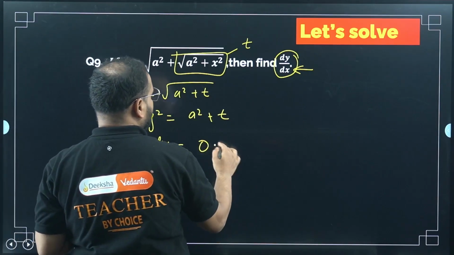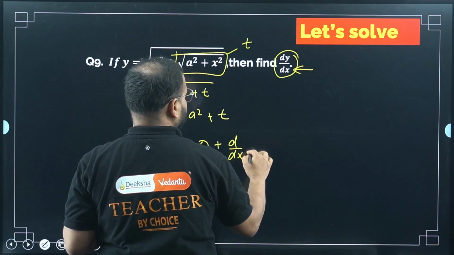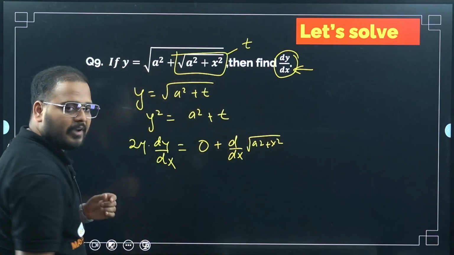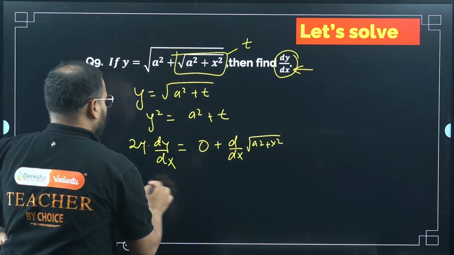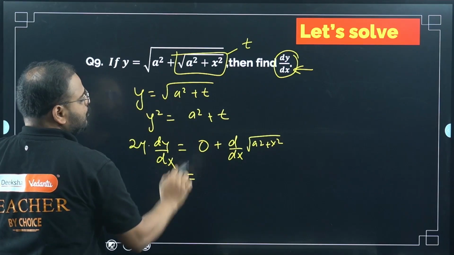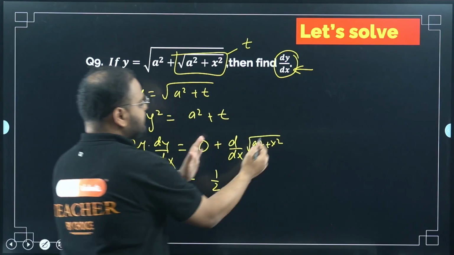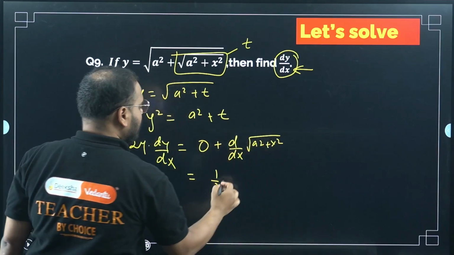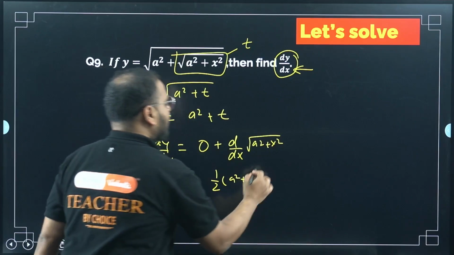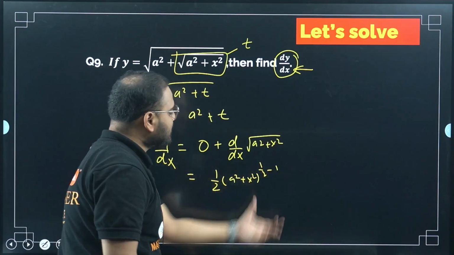What about this? This is nothing but the differentiation of root of a square plus x square, because that is my t value. For a square, it will be 0, since a square is a constant. What about the root part? It will be simply 1 by 2. Why? Root means the power is 1 by 2. And this will be a square plus x square, with power 1 by 2 minus 1, that is n minus 1.